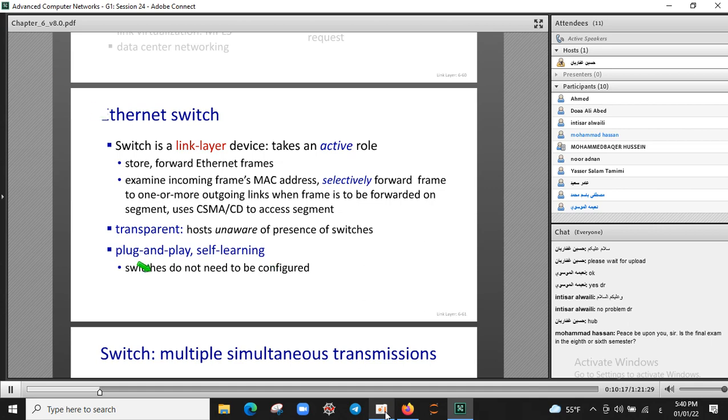Switches are plug and play devices. What does it mean? It means that I just need to put them into the network, plug some cables into them, and it works. No configuration is necessary in the switches.